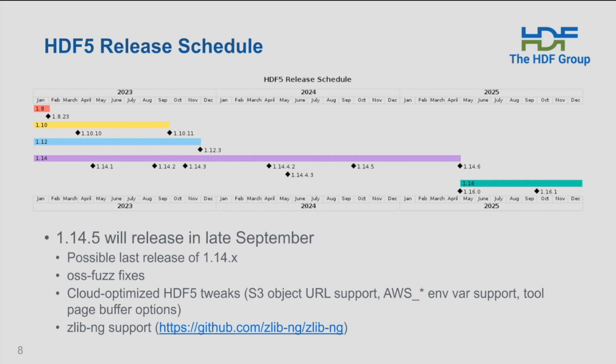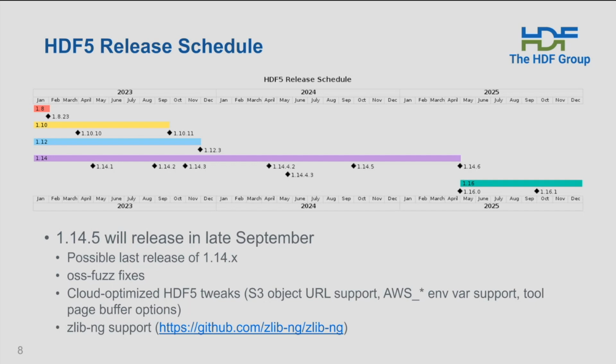So coming up, if you look over here, we've got the 1.14.5 release in September. That will possibly be the last release of 1.14. I'll explain why in a minute. We also have a bunch of OSS-Fuzz fixes in there. Some cloud optimized HDF5 tweaks will support S3 object URLs, AWS environment variables, and we've added some page buffer options to tools to better support that when you're looking at a cloud file.